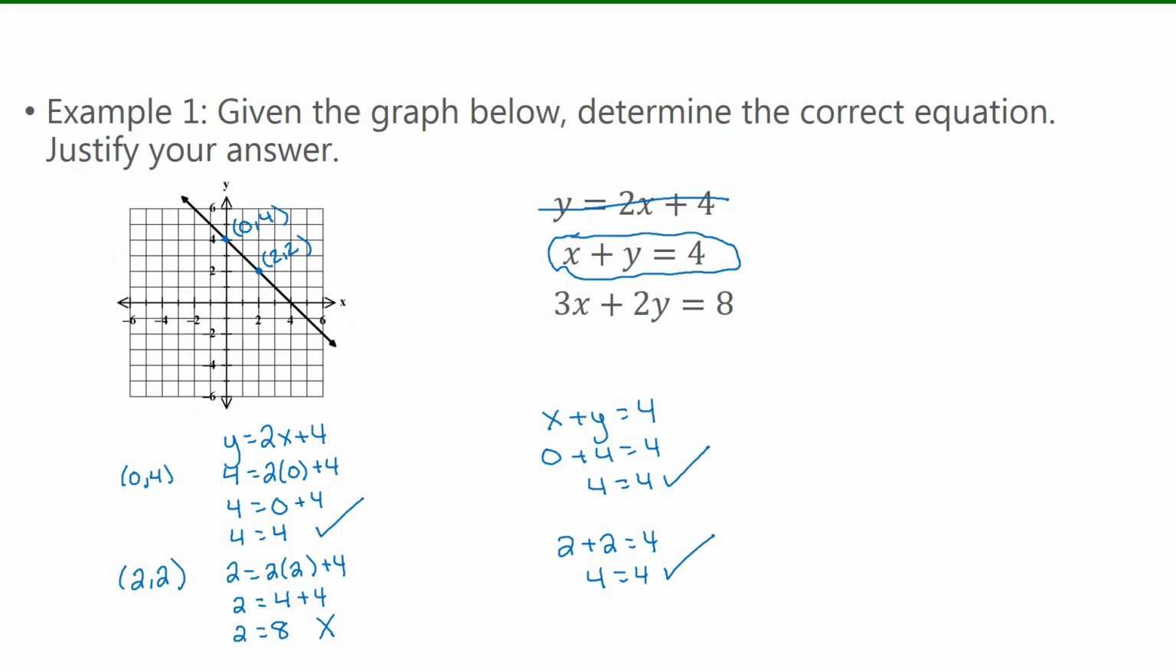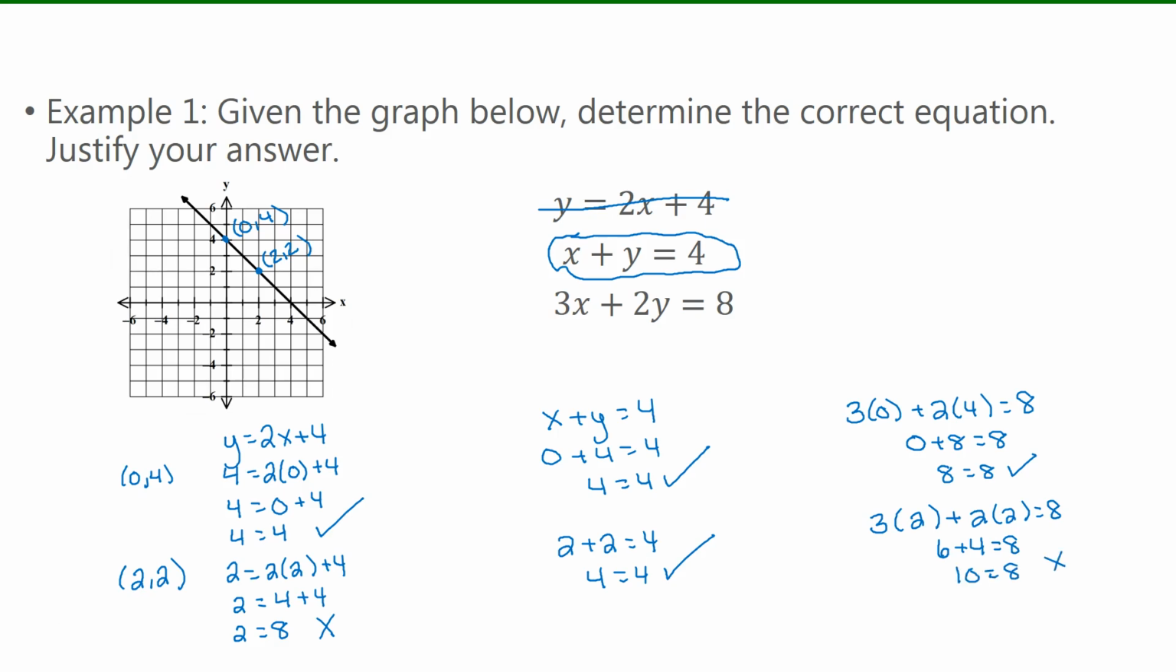Let's just have a look at the third equation. We'll replace x with 0 and y with 4. And that works out to be 0 plus 8, which is 8. So (0, 4) worked in this equation as well. What about (2, 2)? Six plus 4 is 10. Does 10 equal 8? No. So this didn't work either.